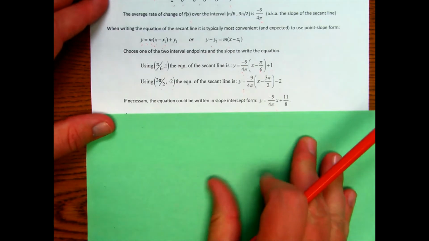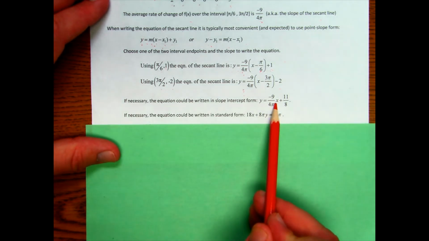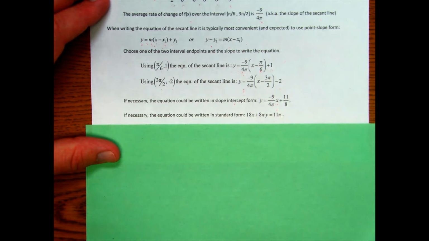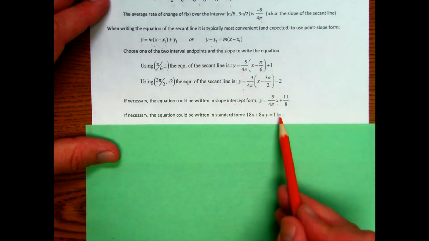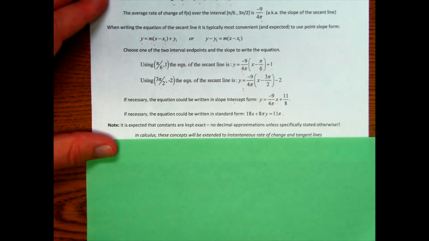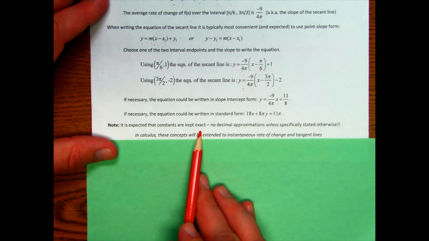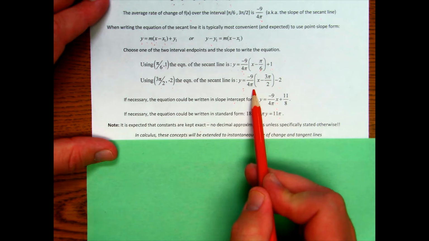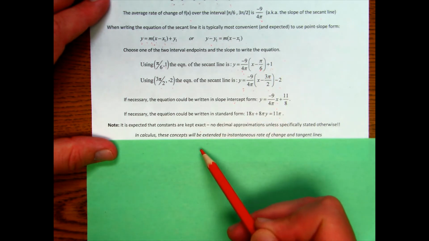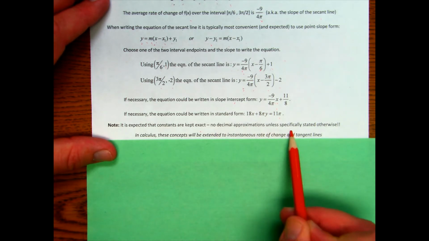If for whatever reason you need to get it into standard form, you would get this x term from the right all the way over to the left, multiply through by the common denominator in order to clear out the fractions, and that would be it in standard form. All right. It is expected that constants are kept exact. So that -9 over 4 pi, that 3 pi over 2, that pi over 6, we're not going to decimal approximations. Unless you are specifically told otherwise, there are no decimal approximations for these problems.